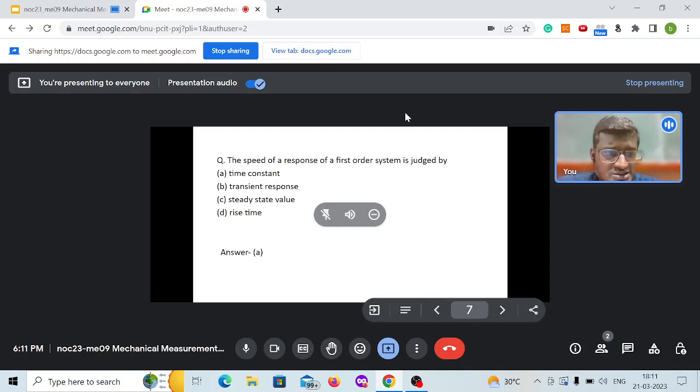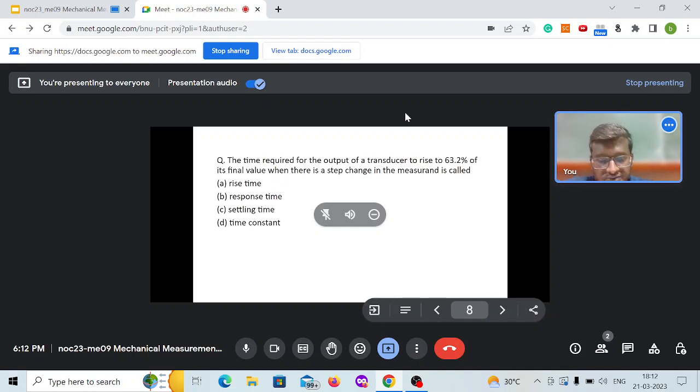The steady state value is what the temperature reaches, or the instrument, the value which has to be measured. So that steady state has nothing to do with the response with respect to time. And then you have rise time. Rise time is the total time it takes. To gauge how fast the first order system is, the response is defined by the time constant.